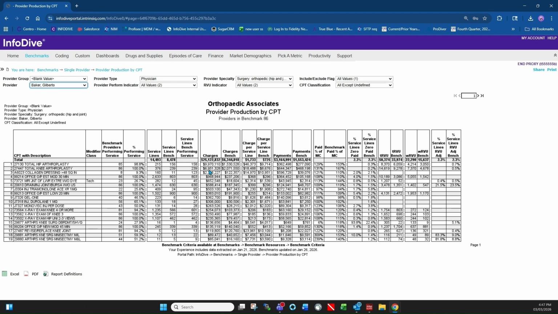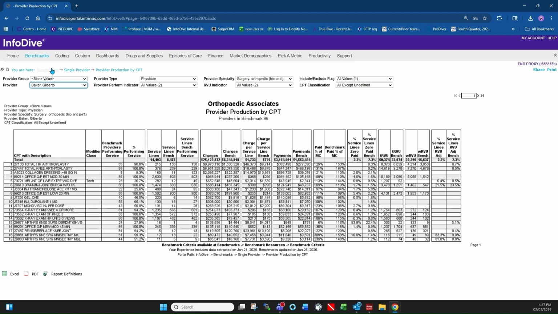Baker himself. So 4214 when it comes to the 27130, which is the total hip, 7370 when it comes to the 27447, which is the TKA, comparatively to the work RVU benchmark at slightly less on both of those, more so on the total knee than the total hip itself. So really good report to get into that granular detail when it comes to CPT codes for those specific providers.